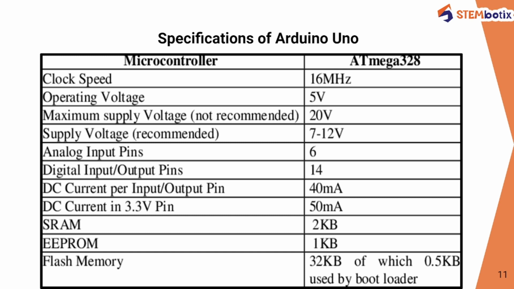Analog input pins are 6, digital input and output pins are 14. The DC current per input and output pin is 40 milliamperes, and DC current on the 3.3 volt pin particularly is 50 milliamperes. The SRAM is 2 KB, the EEPROM is 1 KB, and the flash memory is 32 KB.